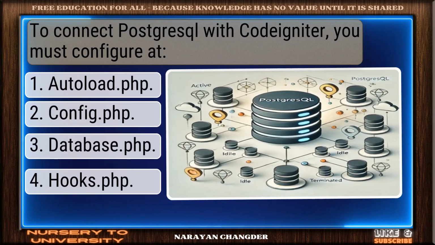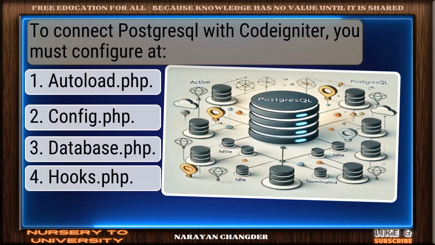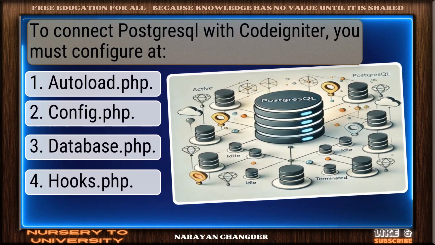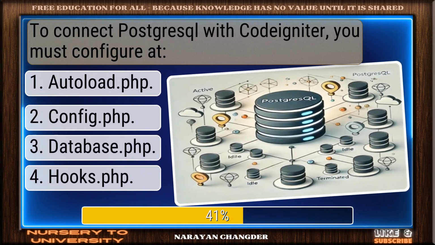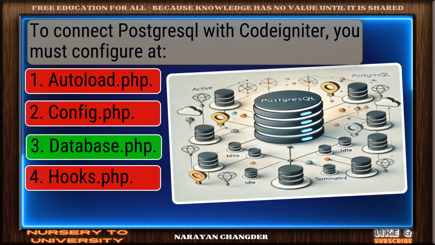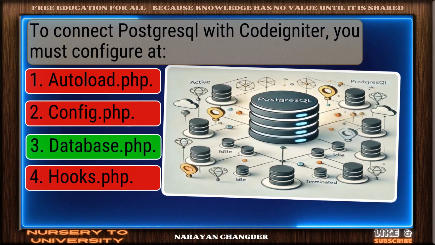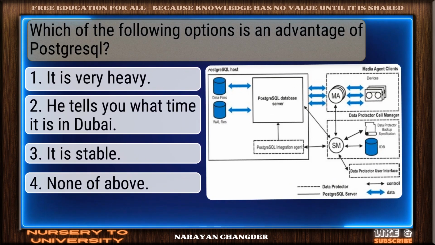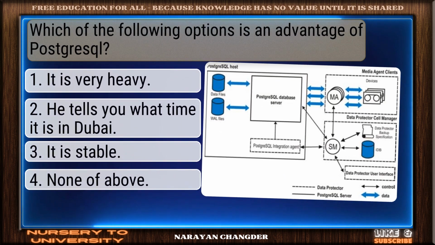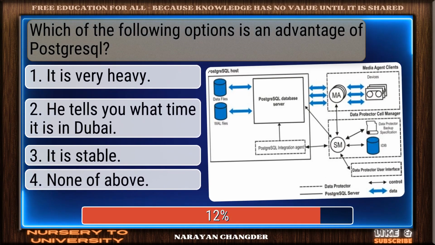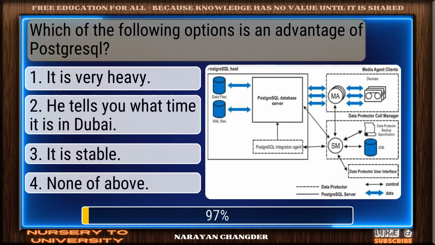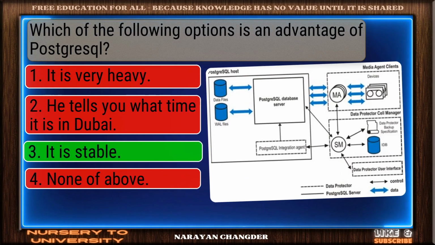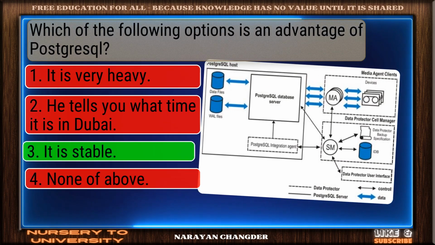Question number 43. To connect PostgreSQL with CodeIgniter, you must configure at. Right choice. Database. PHP is the best answer. Question number 44. Which of the following options is an advantage of Postgres? Well picked. It is stable is the correct answer.